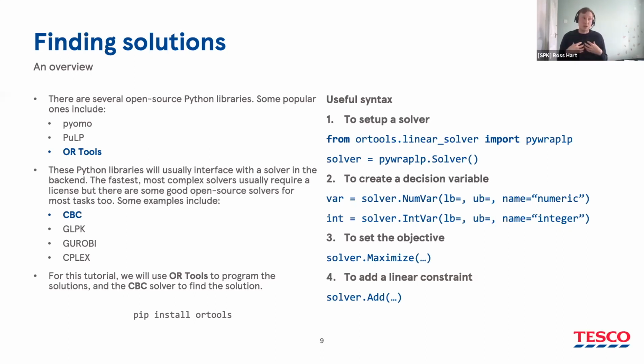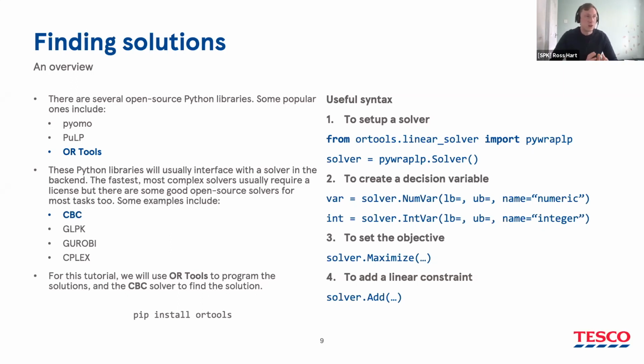But from my own experience, I can say that I've been able to solve a lot of problems at Tesco using a set of open source solvers, including CBC that I've highlighted here. So yes, the best solvers are commercially licensed, but there are free solvers out there, and they are actually very good, and they can still find solutions to problems very, very quickly.